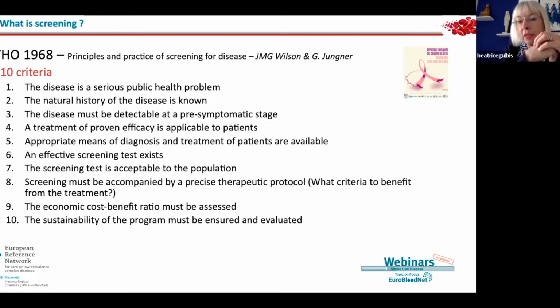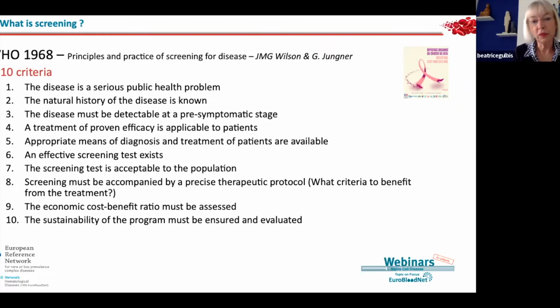First, the disease must be a serious public health problem, because screening is for a group. You don't focus on someone, it's for a group, so it must be a health problem. And so at the national level, we will take that into account. You also have to understand the natural history of the disease. So you have to know when the disease will begin, what can be done to be sure that we have more signs or symptoms of the disease if you give a treatment, for example.